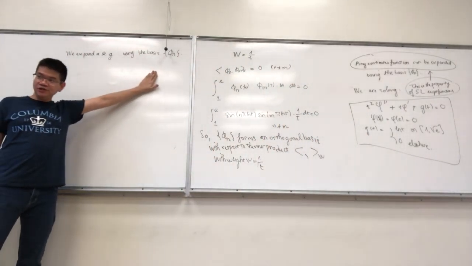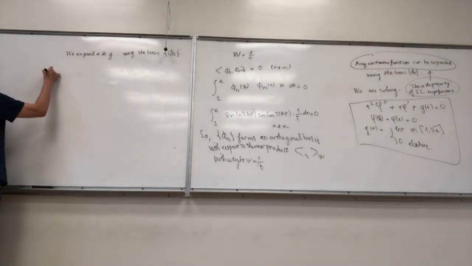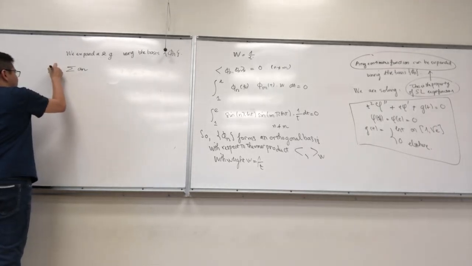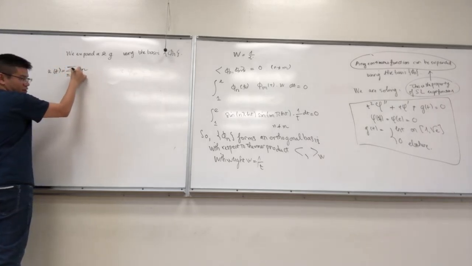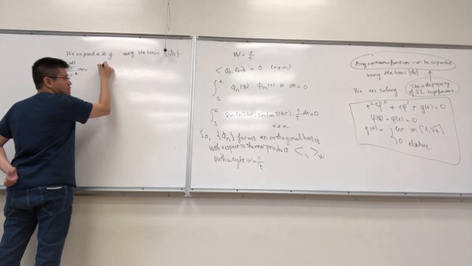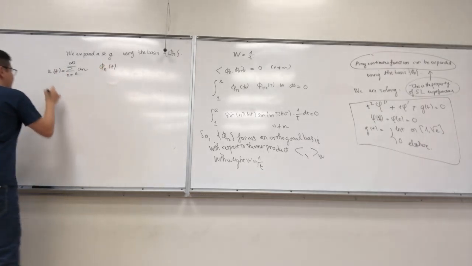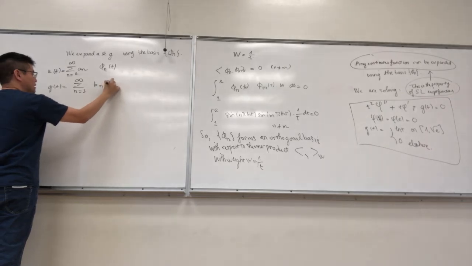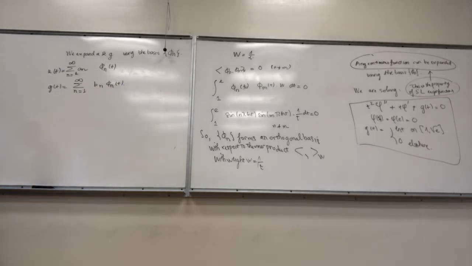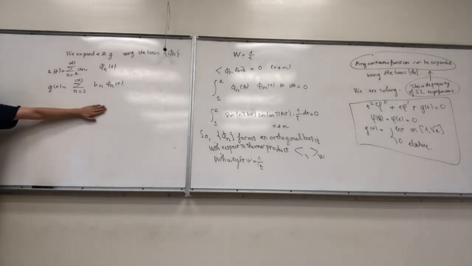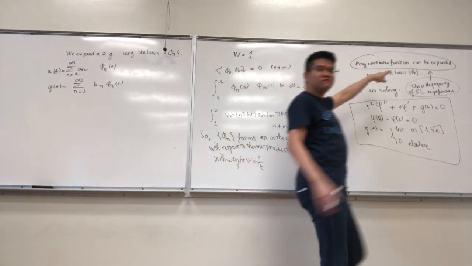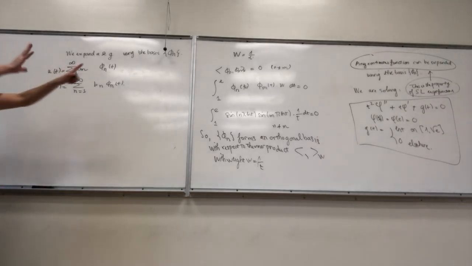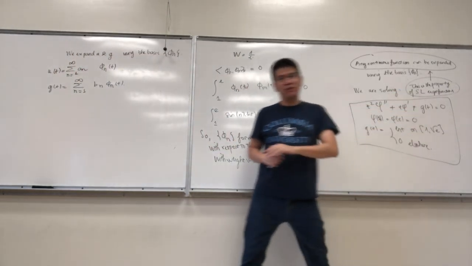So now we're going to expand u and g using this basis. u(t) is going to be the sum when n is going from 1 to infinity of a_n phi_n(t), and g(t) will be the sum when n is going from 1 to infinity of b_n phi_n(t). Because according to the property of eigenfunctions, any continuous function can be expanded using this basis. I didn't prove this, but we accept it because it requires a lot of functional analysis.